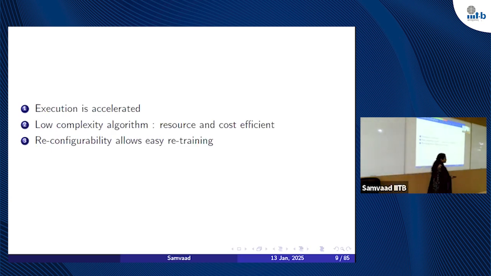So after implementing the training on FPGA, the advantage that I got was acceleration, execution was very much accelerated, which I will show in my results, compared to Python, compared to C, and compared to other existing accelerators that are available. Also if you implement a low complexity algorithm, then the hardware that you get will be resource as well as cost efficient. Resource efficient means you will use less power, which is more applicable for biomedical applications, where that chip might be embedded in your body, so it should take less power so that it lasts for a longer time.